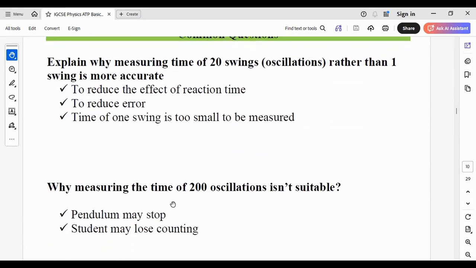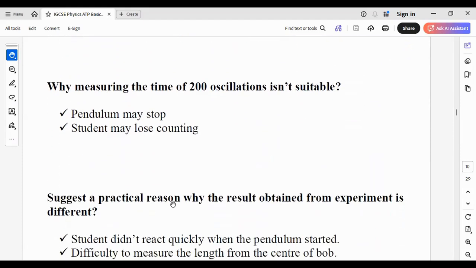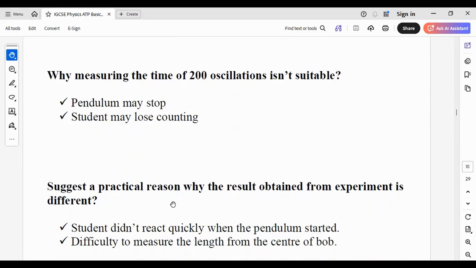Why is measuring the time of 200 oscillations not suitable? That's very simple. In real life, the pendulum stops after 40 or 50 or 60 oscillations, so for 200 oscillations the pendulum is stopped. Or you may lose count, since you have to count at the center. That's just a practical reason. Why is the result obtained from the experiment different? The student did not react quickly when the pendulum started, so again human reaction time, or difficulty measuring the length to the center of the ball. Sometimes it's difficult for students to measure exactly at the center of the ball, so this may be a reason.